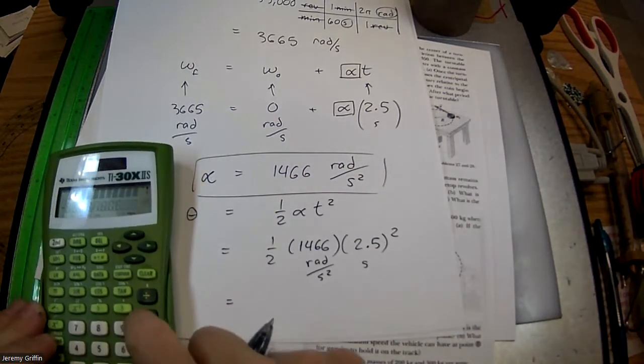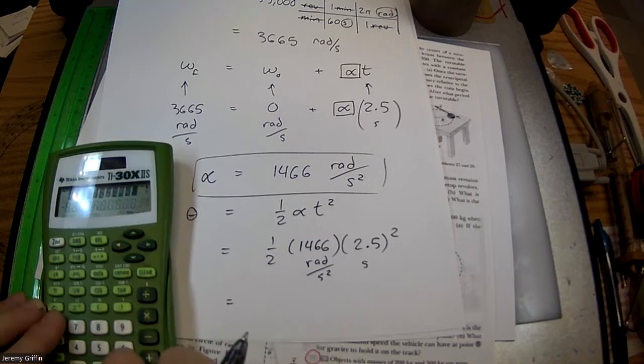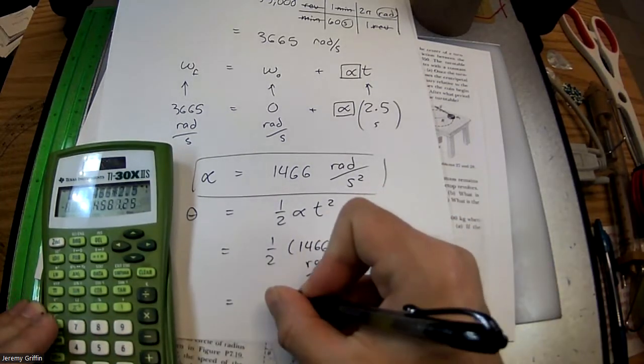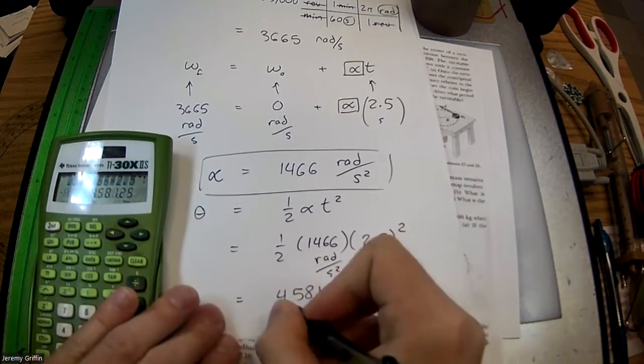Who has any questions where I got any of these numbers? Anything? Okay. So this is 4581 rate. Okay, so many radians, right?